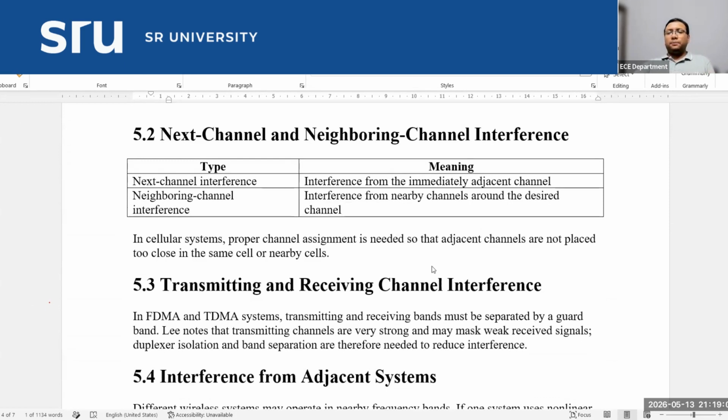Now, two terminologies that we will learn. One is called next channel interference, another is called neighboring channel interference. Now, both are adjacent only. But next channel interference means interference from the immediately adjacent channel, just the next channel. This is called immediately adjacent. And the second is called neighboring channel. Neighboring channel means those are also near, but not immediately adjacent, some nearby frequencies. So these are called neighboring channel interference.